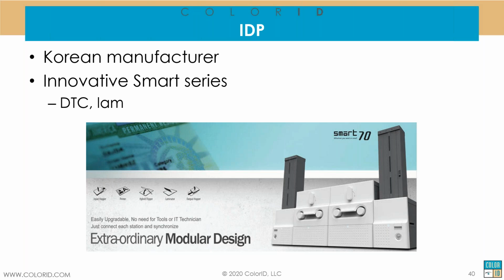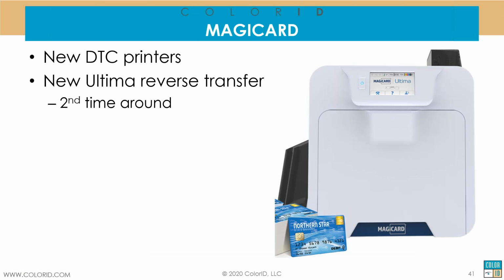IDP is a company from Korea that is making some inroads in North America. They have a whole line of smart printers. The Smart 70 is kind of the flagship. It's a modular printer and looks kind of like something you'd take to the beach. It's kind of innovative, a different look there.